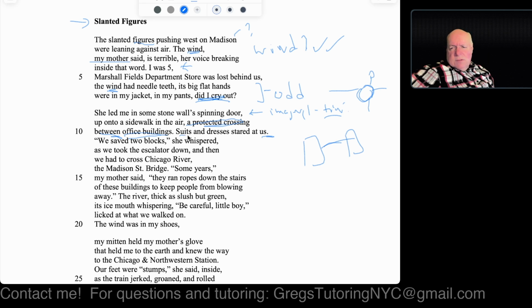And then it says suits and dresses stared at us. So first of all, we need to understand what it means, and then why did they stare at them? Obviously pieces of clothing didn't literally stare at the mother and the kid. All right, so there's a lot we can discuss here. Why were they being stared at is one of the questions. There are a few answers to that. And the other is, what do they mean by suits and dresses?